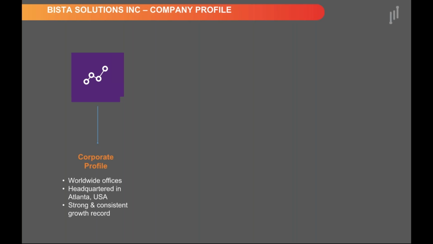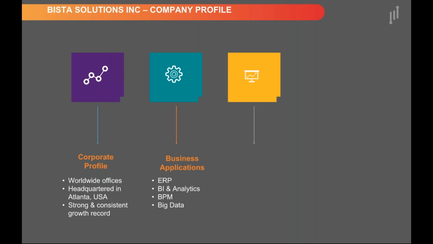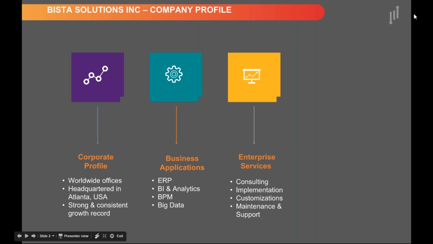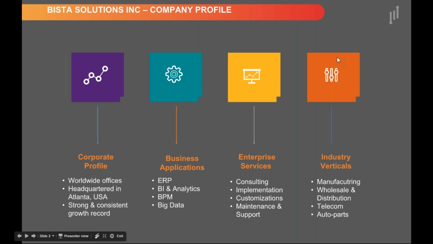We at Vista Solutions have worldwide offices. We are basically headquartered in Atlanta, USA. We have a strong and consistent growth record. The business applications that we support are ERP, BI and Analytics, BPM, and Big Data. The enterprise services that we support are consulting, implementation, customization, maintenance, and support. The industry verticals which we support so far are manufacturing, wholesale and distribution, telecom, and auto parts.